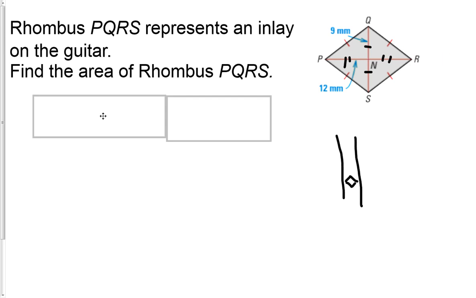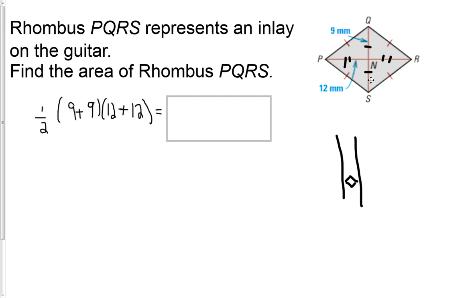So this is not just the whole thing 12, the whole thing 9. This is going to be half times 9 plus 9 to get diagonal 1, times 12 plus 12, which is diagonal 2, or 18 and 24. Doing the math, we get 216 millimeters squared. So again, it helps a lot to remember your formulas, half diagonal 1 times diagonal 2, and then you just have to make sure that if they didn't give us the whole diagonal, we need to add a second copy of that.